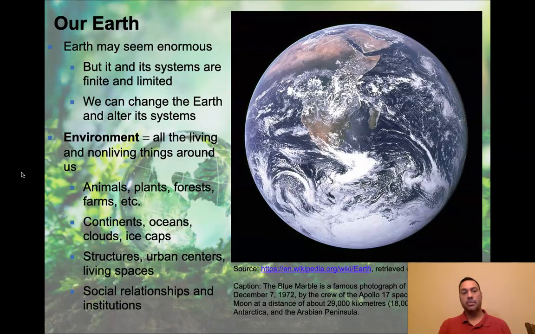In terms of the environment, that's a term we hear a lot. The environment is all living and non-living things around us. This includes animals, plants, the forests, farms. It can include continents, oceans, and clouds, ice caps. In fact, that's what we see here in this picture. This is Antarctica down here. This white part over here is the clouds. This white down here, of course, being the ice caps. This is Africa, located right here, the island of Madagascar, the Indian Ocean here, the Atlantic Ocean over here. So that's all part of the environment.